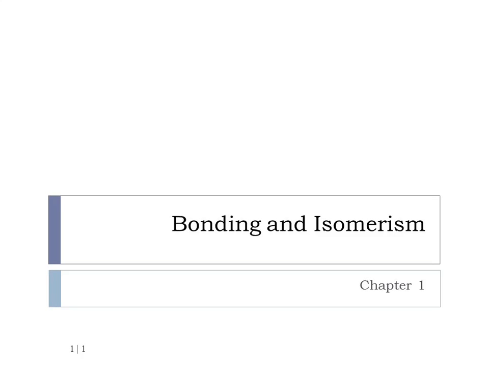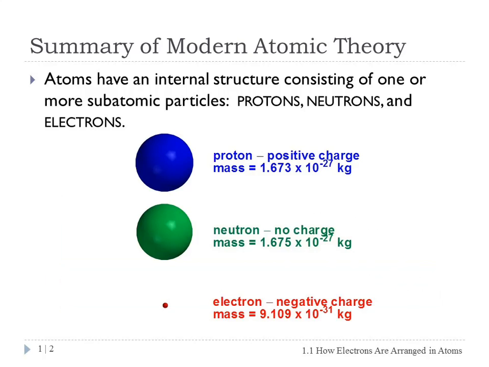Okay, so chapter 1, bonding and isomerism. We need to review some general chemistry. There's a reason they made you take general chemistry before you could take this class. So thinking about atoms and how the electrons are arranged in the atoms.